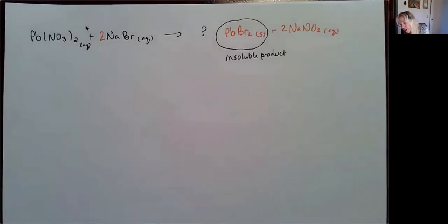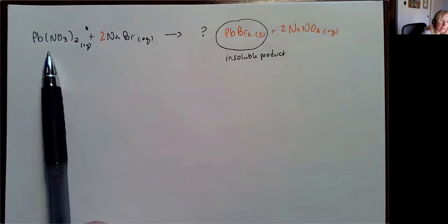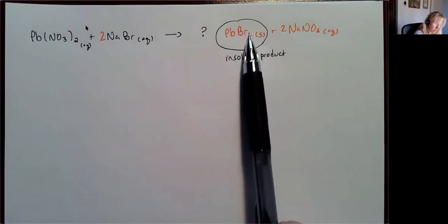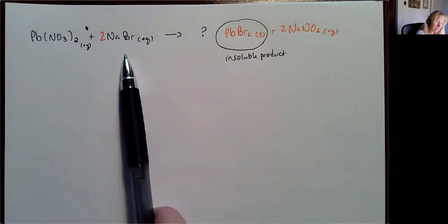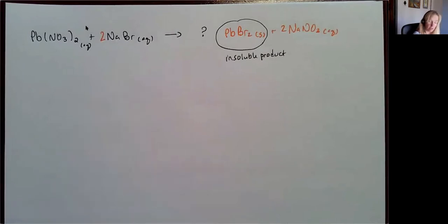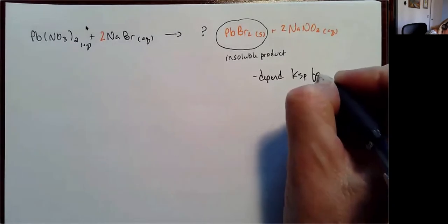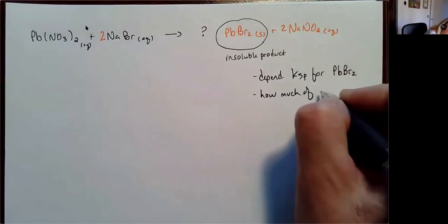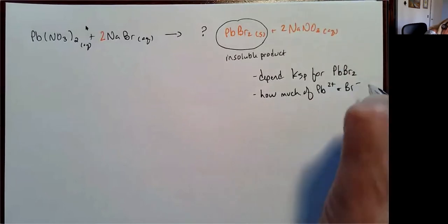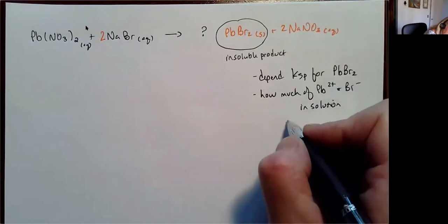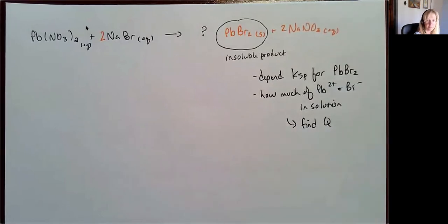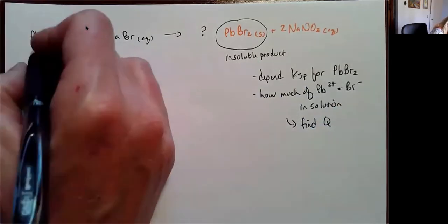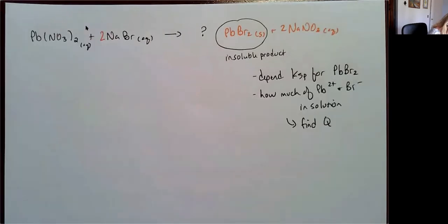So just because I have a solution of lead nitrate and I mix that with sodium bromide doesn't necessarily mean that I'm going to see a solid form here, because it's going to depend on how much of these I have present and the solubility product constant, KSP. For my insoluble product, which in this case is PbBr2, how much of the lead ions and bromide ions are in that solution? That's where I'm going to find Q. I'm going to compare Q to KSP, and that's going to tell me if this is going to precipitate or not.